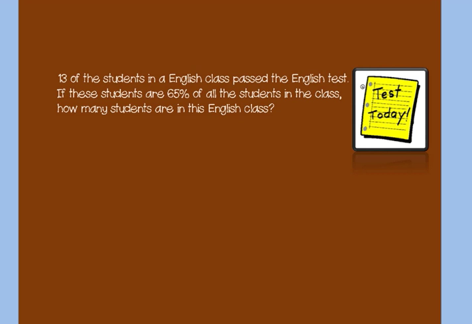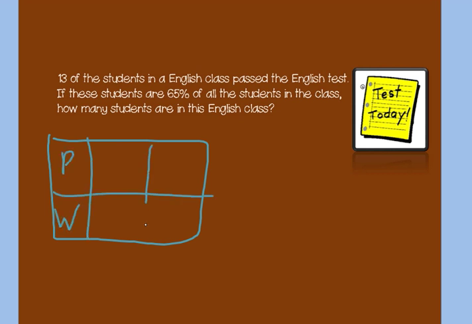This problem also doesn't have a box or a fraction for us, but we can draw our box. We're looking for part and whole. We have 13 of the students in an English class, which leads us to believe that that is part of them. 13 of the students in an English class passed the English test. If these students are 65% of all the students in the class, if these students are a part of the class, then we need to be looking for the whole right here.